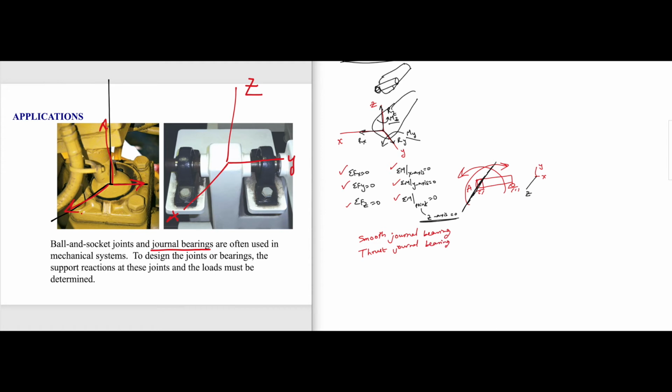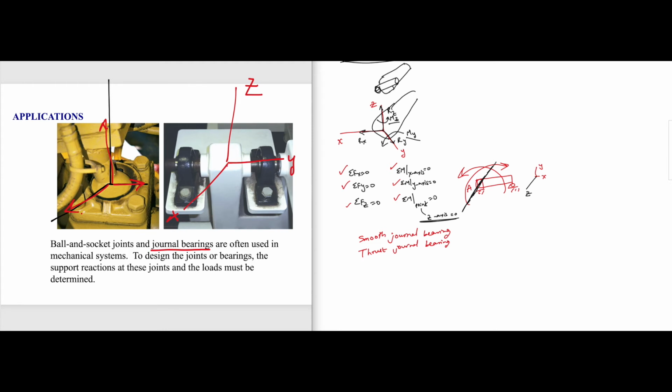Now, when we say smooth, what's the purpose of a bearing? A bearing allows a shaft to rotate. If there is a shaft going through the bearing, it allows the shaft to freely rotate. So it has least resistance towards rotation, but it will prevent translation.